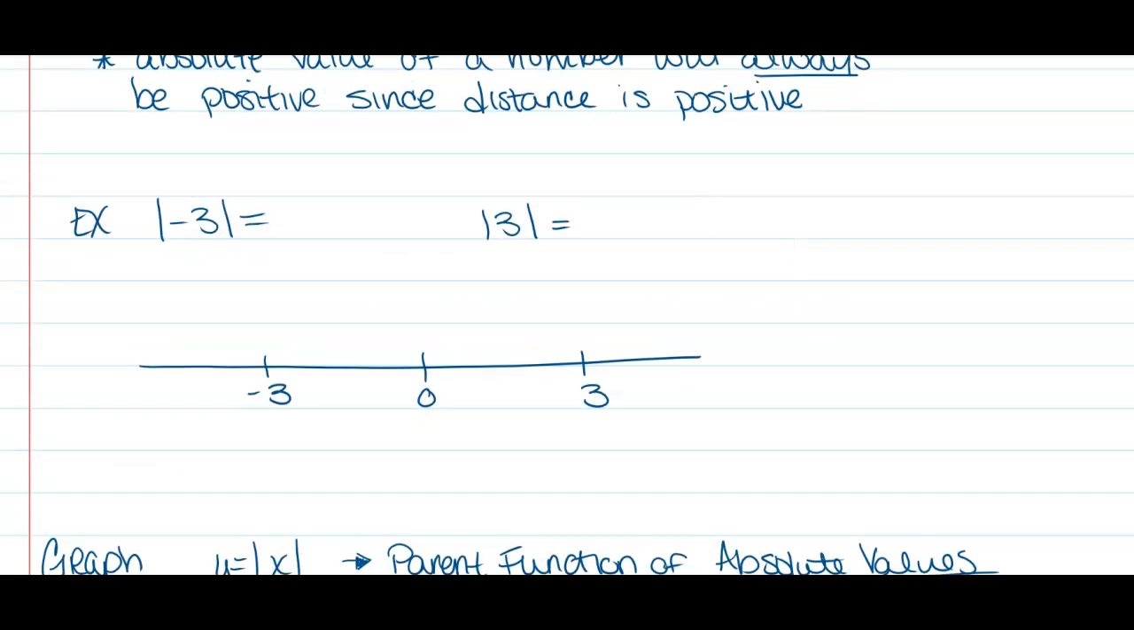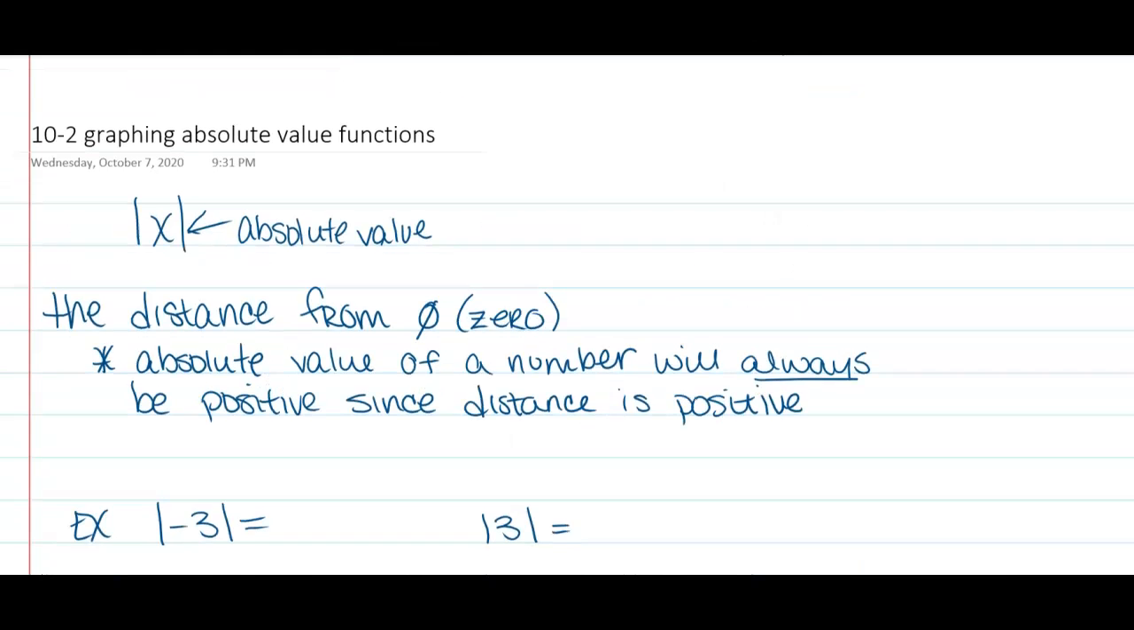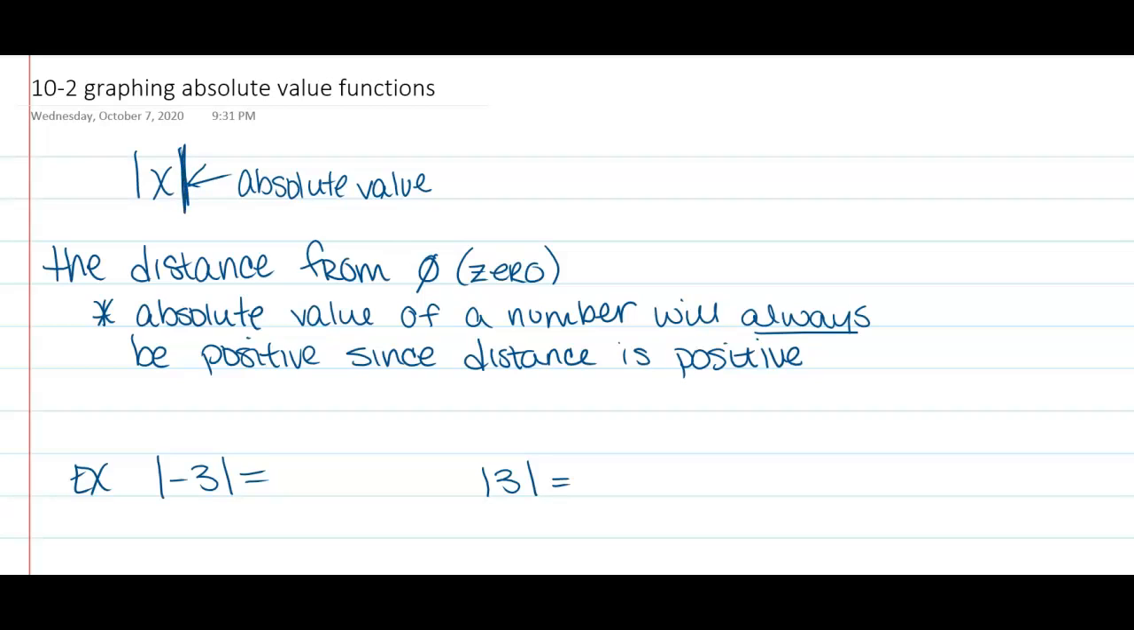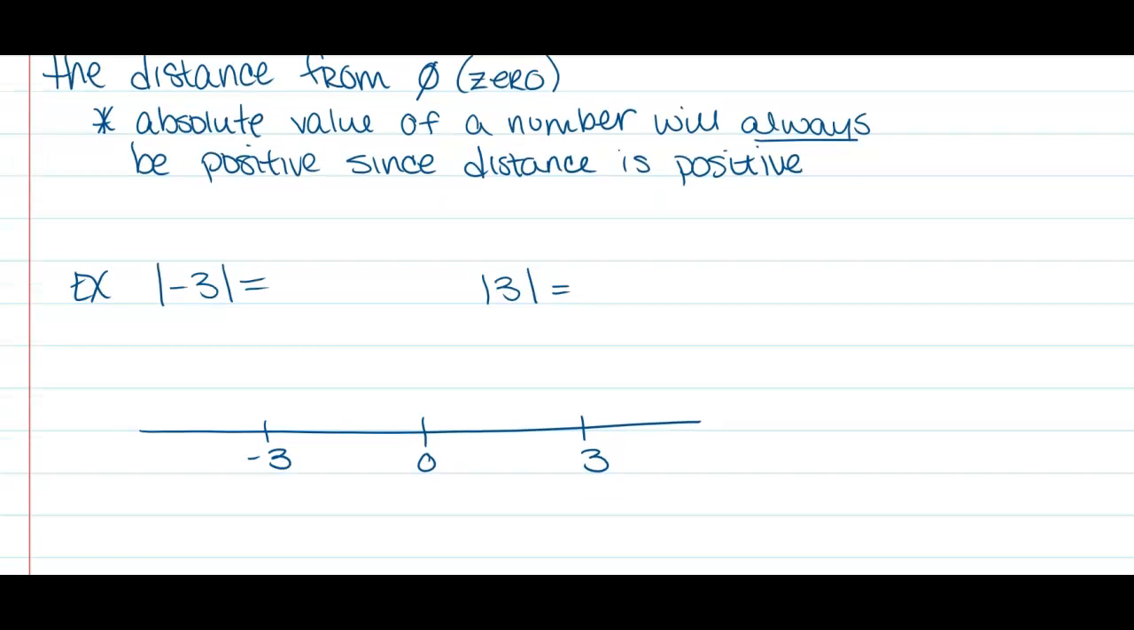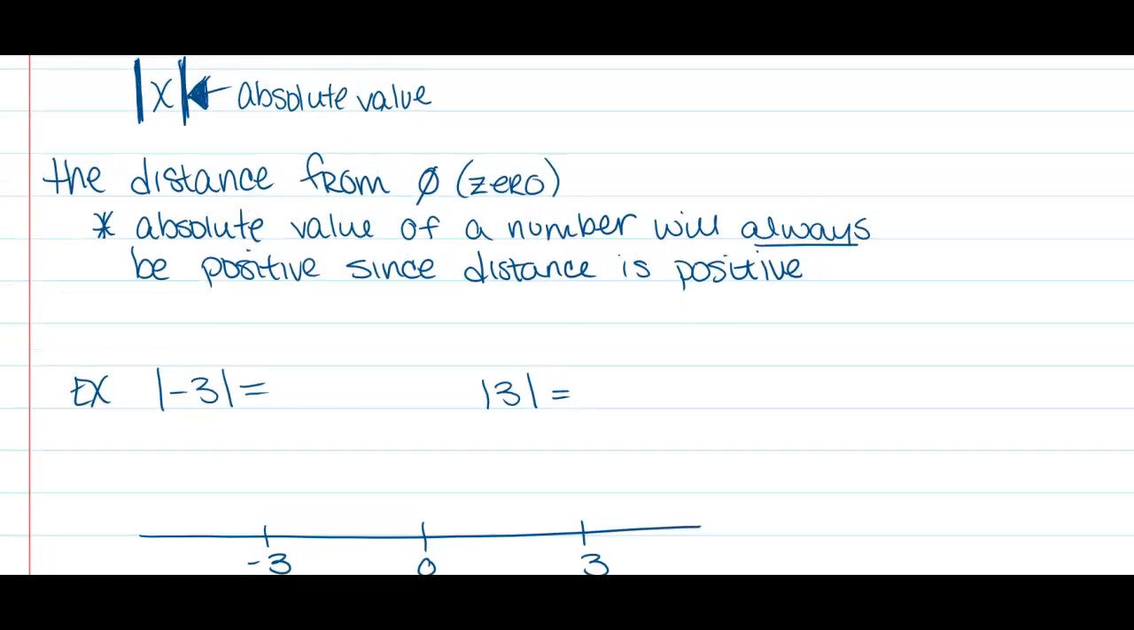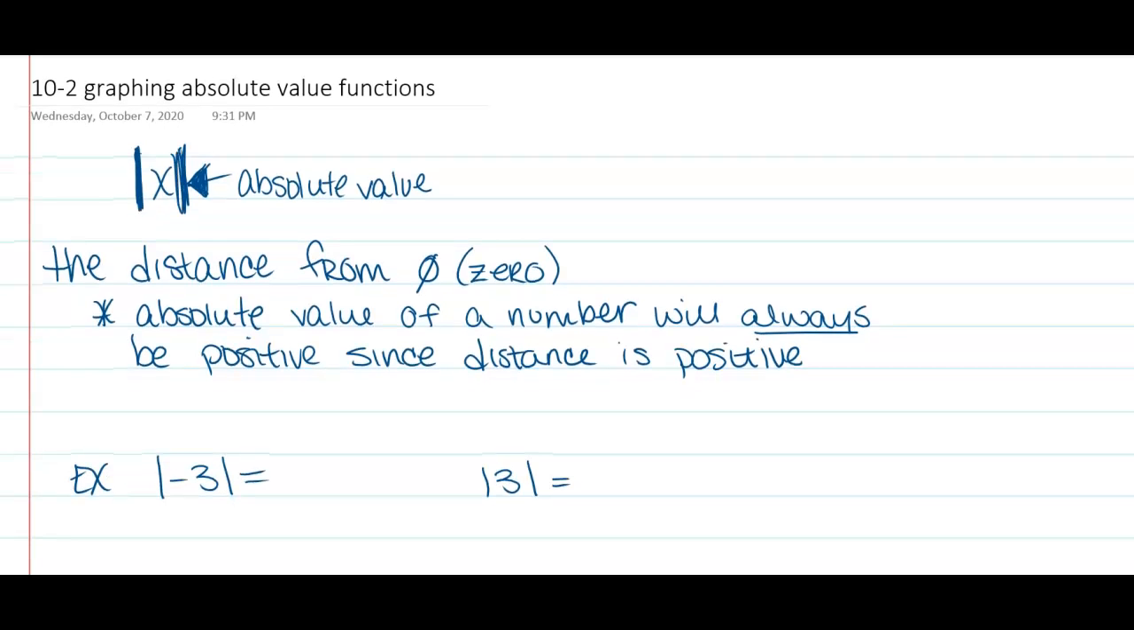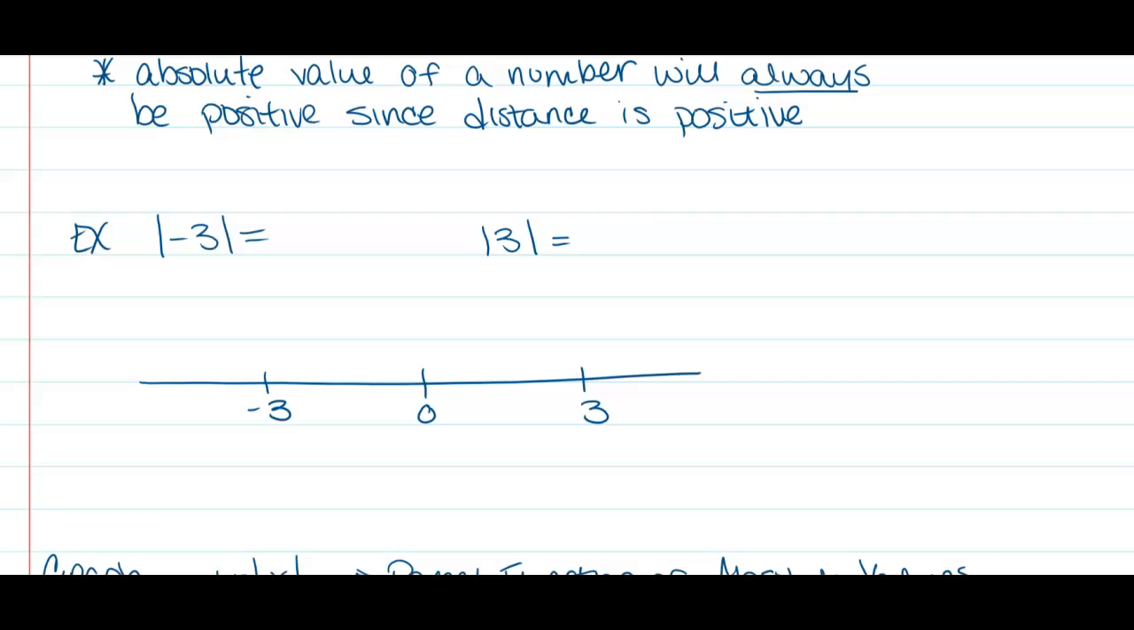Let's do this first example. And before we do that, these lines are called your absolute value sign. So these lines right here are our absolute value. So in this example, we say the absolute value of -3. So if we have -3, we want to look at the distance from 0. So the distance from 0 would be 3.